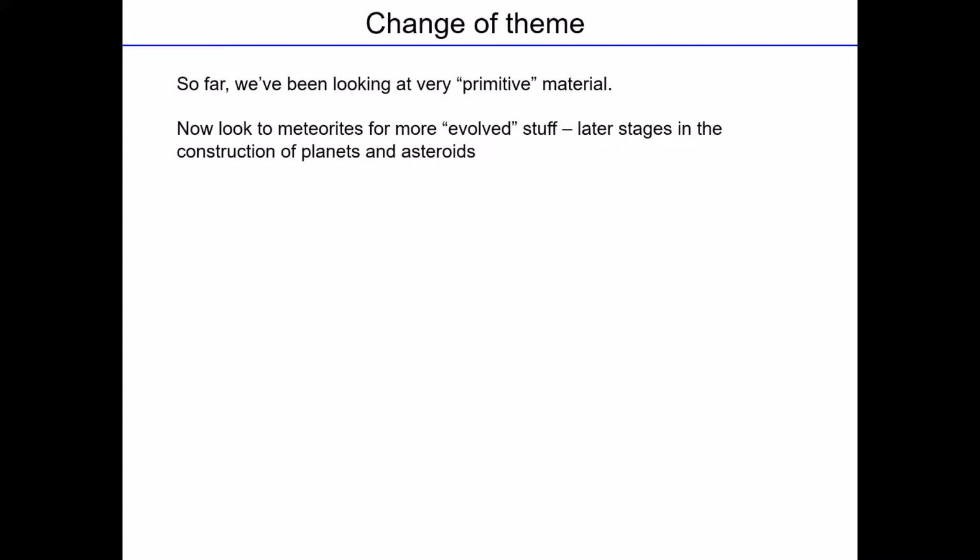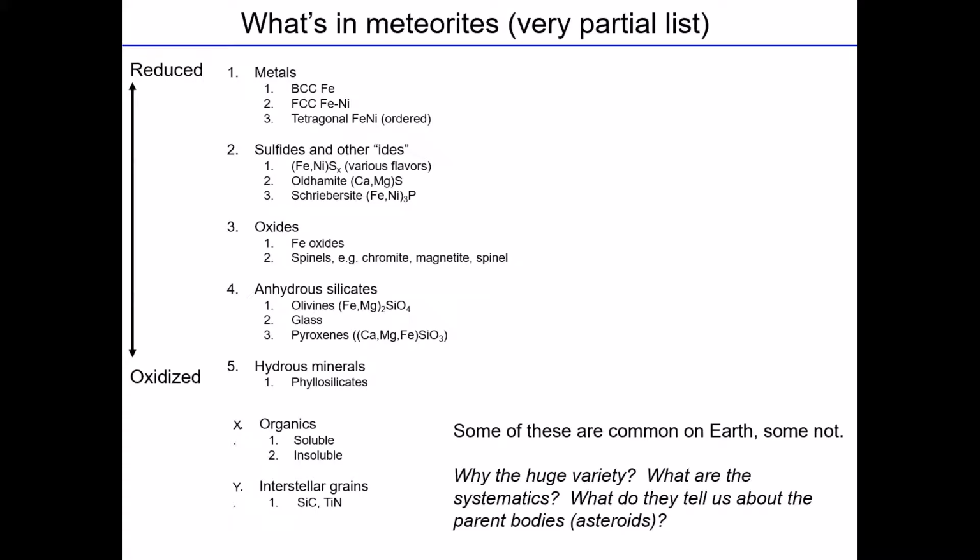Okay, so far we've been looking at the most primitive available material. Now let's look at meteorites, which are more evolved, as they say. If you haven't looked at meteorites before, they are impressively diverse. Just a very partial list of what's in meteorites: everything from metals, sulfides, oxides, down to hydrous minerals, plus organics, which they group into soluble and insoluble, so low and high molecular weight, and even stuff that could not have been formed in the solar environment, like silicon carbide, which requires more carbon than was available.